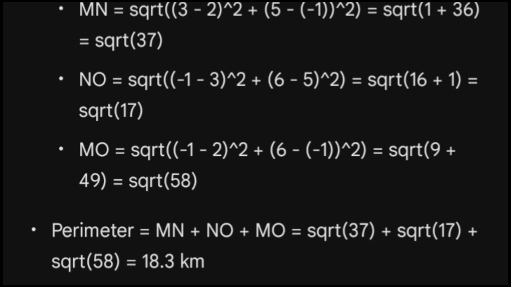Part B. Find the lengths of the sides using the distance formula. MN equals sqrt of (3 - 2) squared plus (5 - (-1)) squared equals sqrt of 1 plus 36 equals sqrt 37. NO equals sqrt of (-1 - 3) squared plus (6 - 5) squared equals sqrt of 16 plus 1 equals sqrt 17. MO equals sqrt of (-1 - 2) squared plus (6 - (-1)) squared equals sqrt of 9 plus 49 equals sqrt 58. Perimeter equals MN plus NO plus MO equals sqrt 37 plus sqrt 17 plus sqrt 58 equals 18.3.